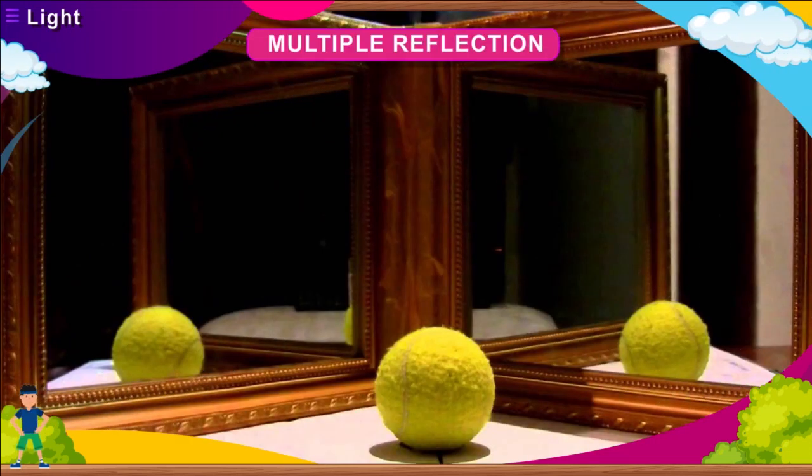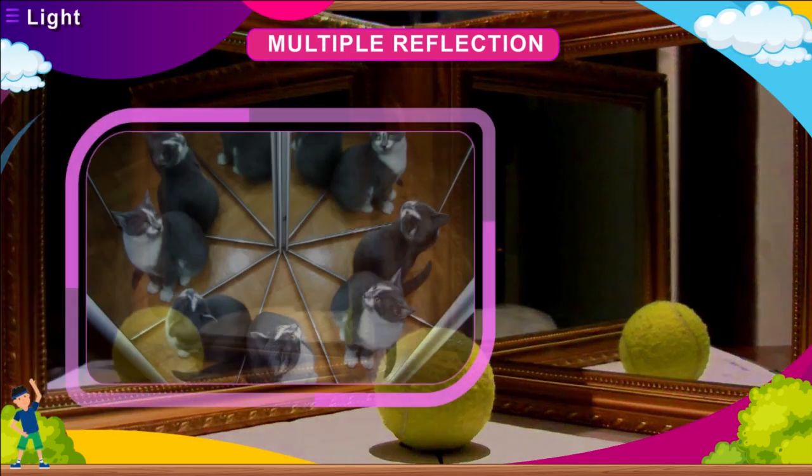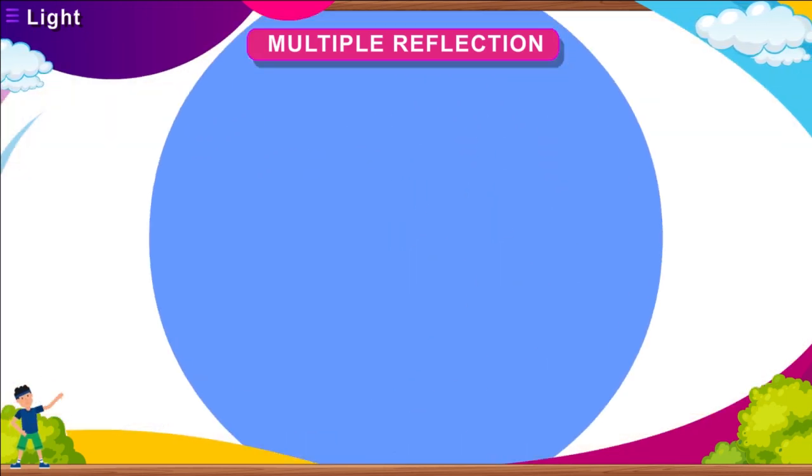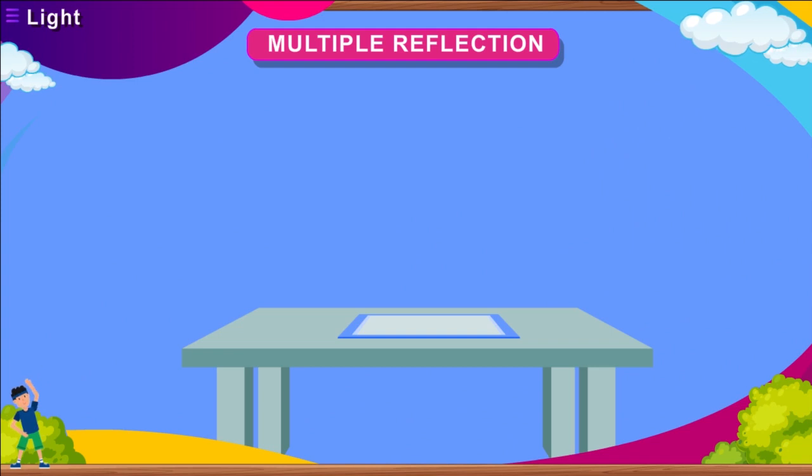Multiple reflection. When two mirrors are placed in front of each other at a slight angle, they form many images. This phenomenon is called multiple reflection. The number of images formed depend on the angle between the mirrors. You might be thinking that when one plane mirror forms one image, then two plane mirrors together will form two images.